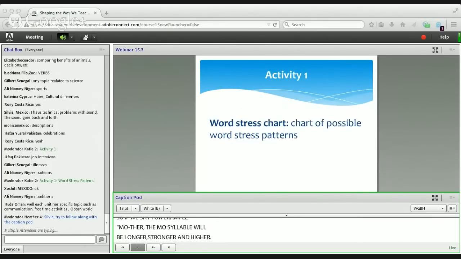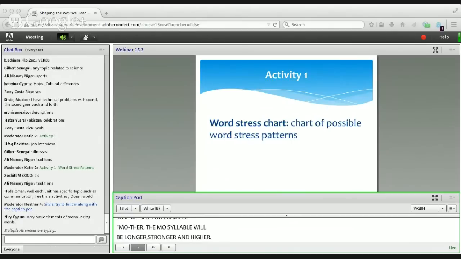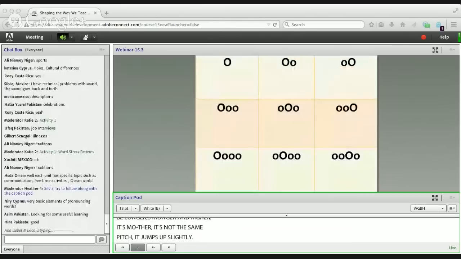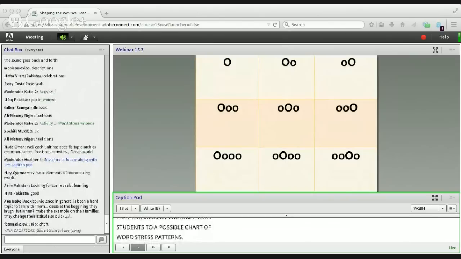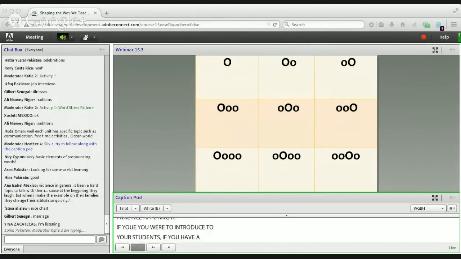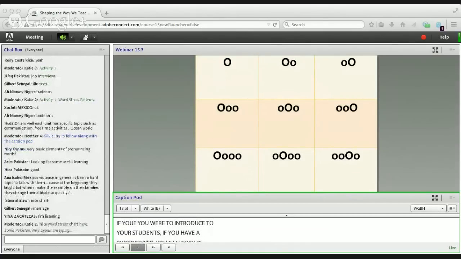All right. So this activity is that you would introduce your students to a word stress chart, a possible chart of word stress patterns, and I'll go over it together, and then we'll do a little bit of practice applying it. If you have a photocopier, you can make this on your own and copy it. If you don't, that's fine. Have your students, if they have paper and pencil, make this chart, and they'll learn a lot in the process too.